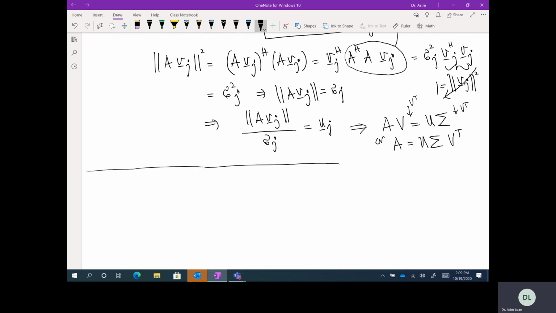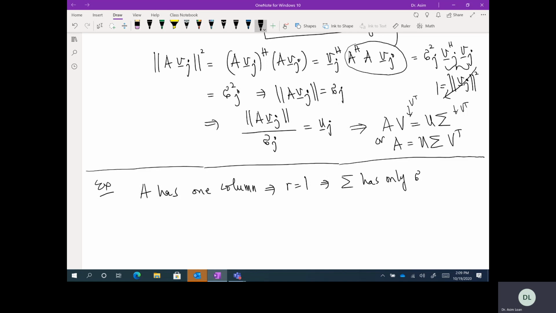So let's do some examples. Let's do a couple of examples and then look at the application. The first example is A has one column. A has one column implies R is equal to 1. This implies sigma has only sigma 1, right? Because A has one column, it means R is equal to 1 and N is equal to 1. So A is like this. A is minus 1, 2, 2.